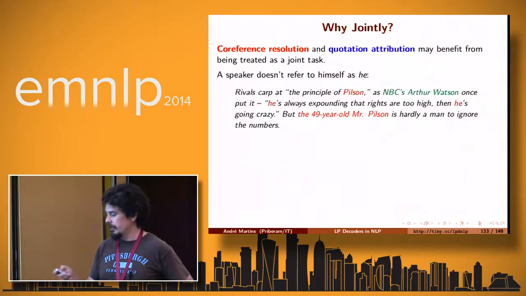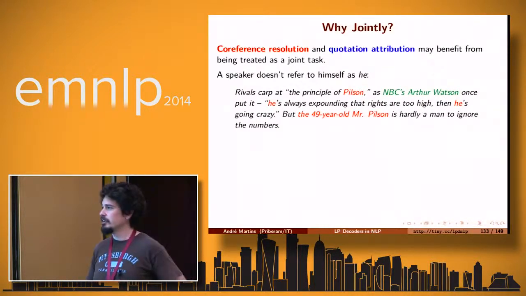All right. So in this case, this will be the correct set of coreferences. We have two entities here: Arthur Watson and Pilson, he, and 49-year-old Mr. Pilson all refer to another entity.